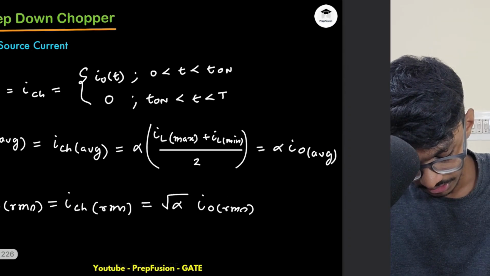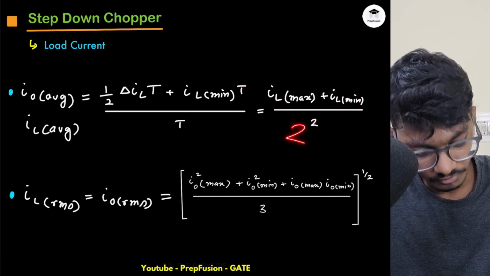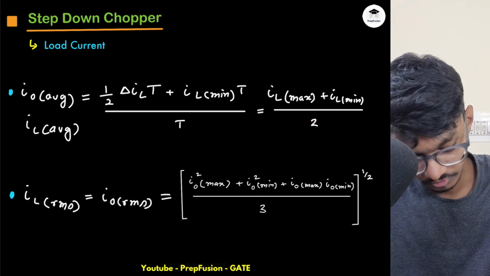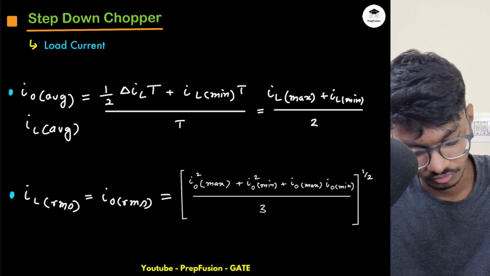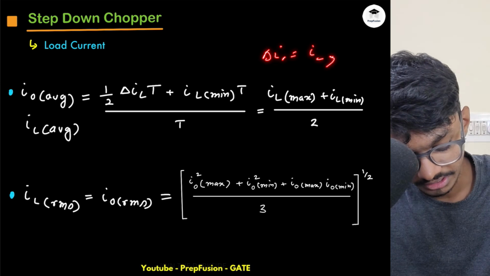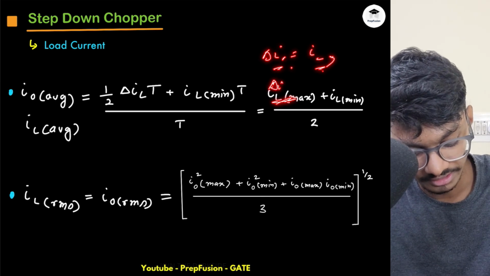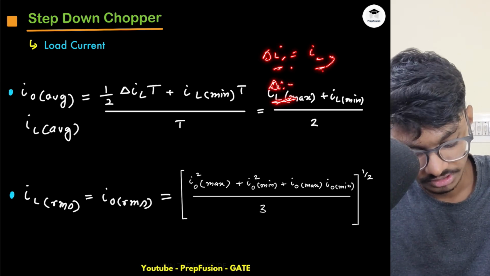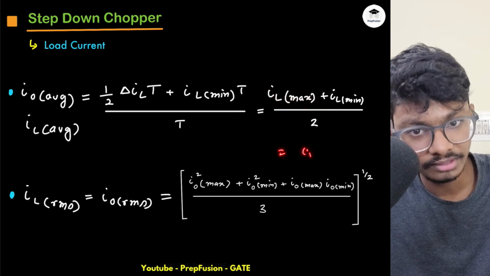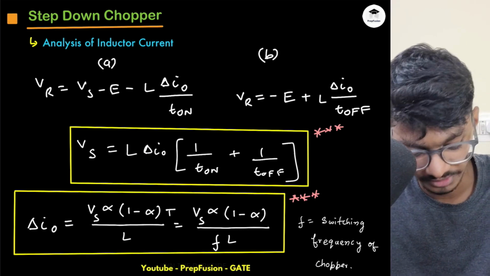Whenever we computed this IO average, it was IL max plus IL min divided by 2. If I want to write this in terms of delta, delta IO is basically IL max minus IL min. So delta IO plus IL min equals IL max. Replacing IL max, this will be 2 IL min plus delta IO, divided by 2. So IO average equals IL min plus delta IO by 2. Same thing. So that's how we get that it is at the midpoint.